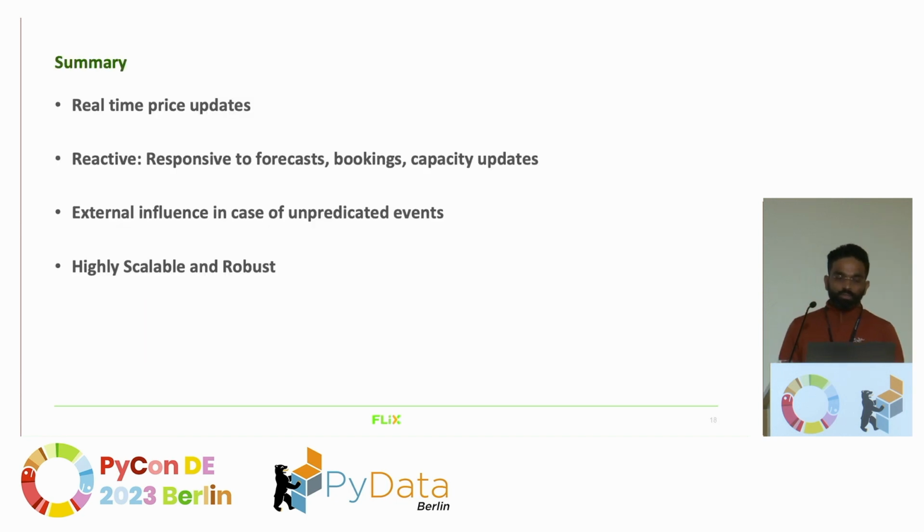So just to summarize what I explained: we saw how we can do real-time pricing updates and how it is reactive to different types of activities, maybe a forecast, a lot of bookings happening, capacity updates, and so on. It's also possible to externally influence the prices in case of unpredicted events, because your models cannot predict everything. And it's highly scalable and robust. As I said, we use Kubernetes auto-scaling to make this work.